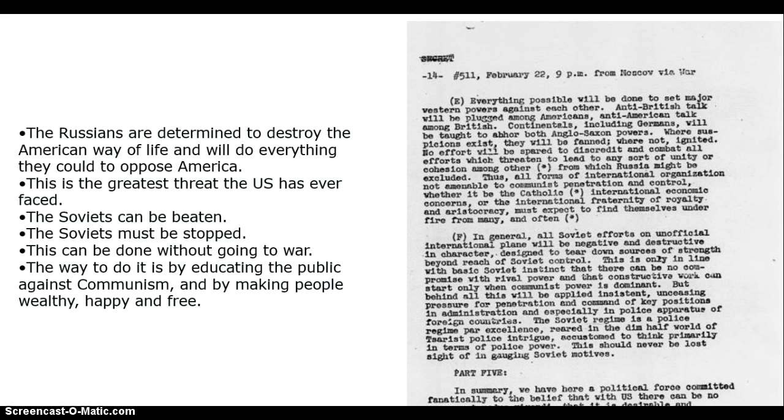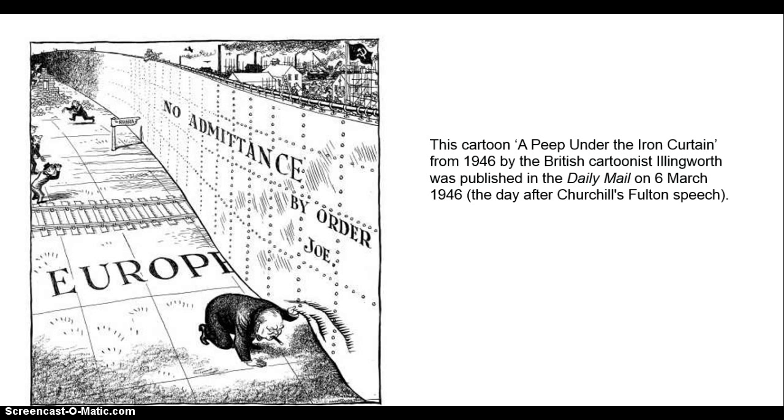This isn't where it stops, though. In March 1946, just a month later, Winston Churchill was invited by President Truman to give a speech. And his speech, which is called the Iron Curtain speech, is also sometimes called the Fulton speech because that's where he gave it in the United States.